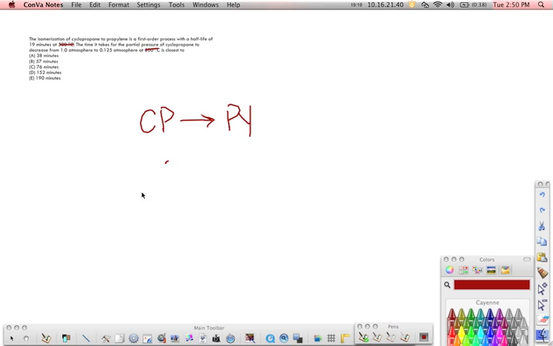And so if we start out with the cyclopropane partial pressure of 1 atmosphere and it decreases to 0.125 atmospheres, well, you might remember from our gases unit that the pressure of a gas and the number of moles of a gas is directly proportional when the temperature is kept constant and the volume is kept constant. Well, we can assume that this is in one container. So if they're telling us that a half-life is 19 minutes, that means that every 19 minutes, half of the cyclopropane will have decayed into propylene.